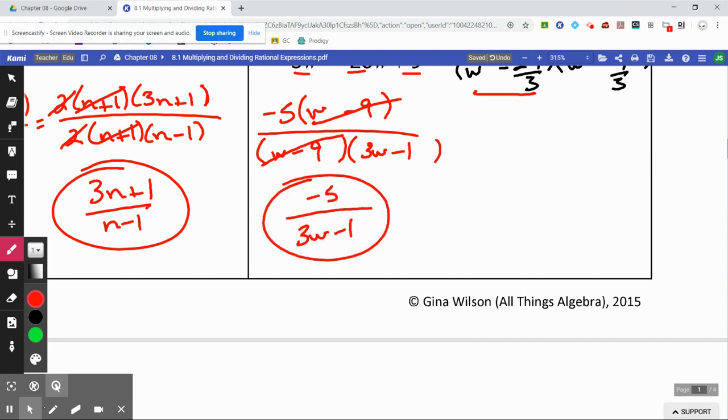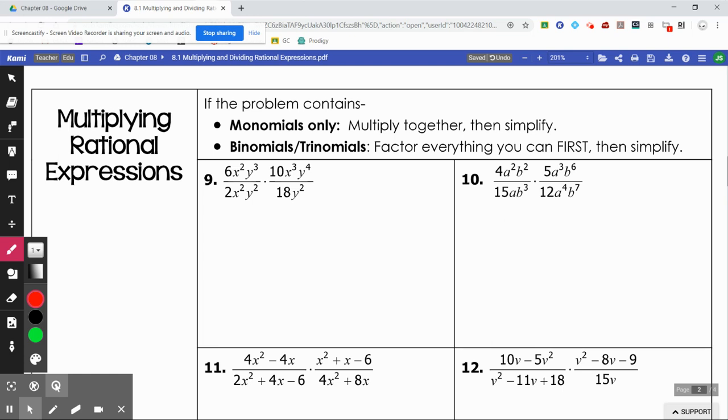Okay, in the next section, we're going to be multiplying these rational expressions. And multiplying, if you can simplify these, multiplication is going to be extremely easy. Here are your steps. If it's a monomial only, multiply them together and then simplify them. However, sometimes I'll go ahead and cross cancel before I do that, especially with the numbers. But you can multiply and then cancel afterwards. If it's a binomial or a trinomial, factor everything that you can first and then simplify.